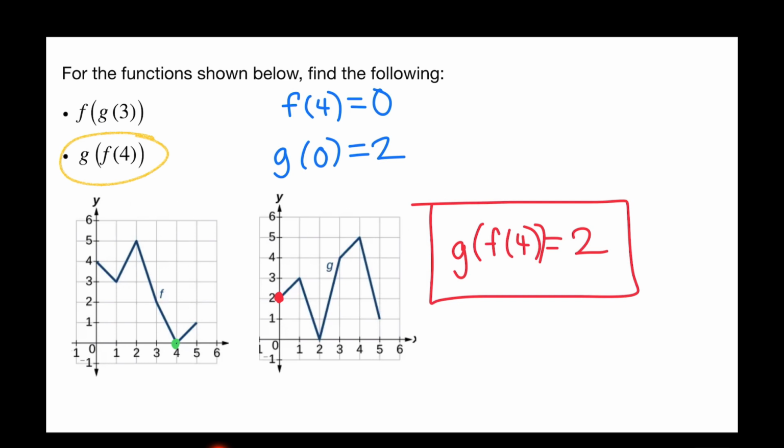Again, there were two steps to this problem. I found f of 4 first. That gave me 0. Then I found g of 0 to get an answer of 2. And that is my final answer.